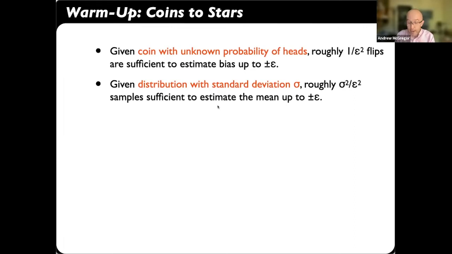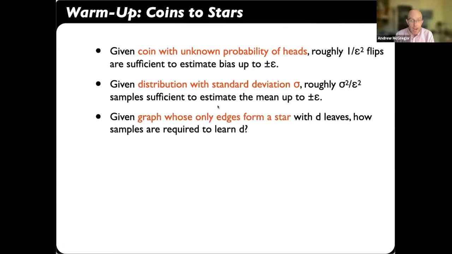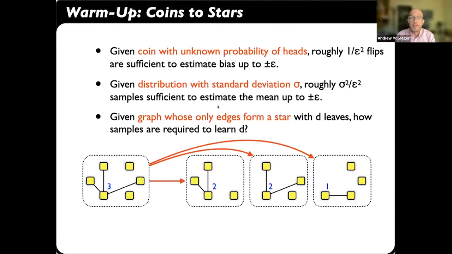To relate this to graphs, let's consider a graph whose only edges form a star, and that star has d leaves. How many samples are required to learn d? Here's our picture. Here's the original graph. Here's a trace, here's a trace, here's a trace. Notice that if the star had degree 3, then the degree has gone down to 2 in this case, 2 in this case, 1 in this case. So basically in each trace, you're getting a sample from the binomial distribution with parameters d and a half.